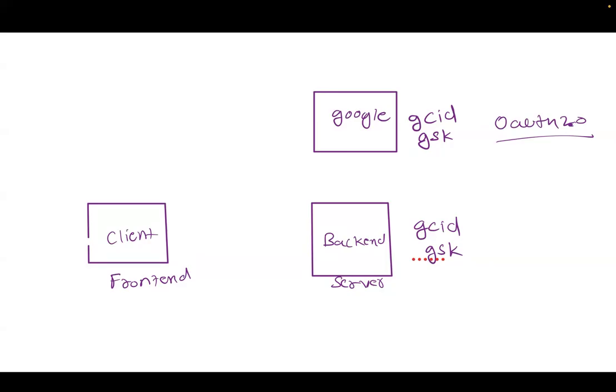In addition to this, we'll keep one more secret key with us, that is the JWT secret key. This we will generate and only keep with us. Okay. Now this Google client ID is a public ID. This we will share with our client.